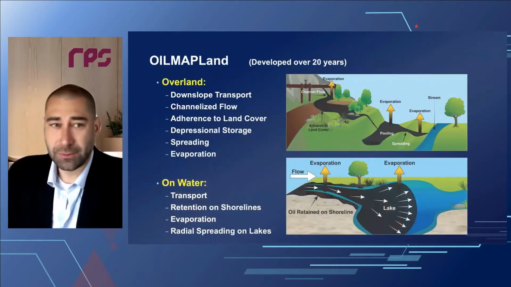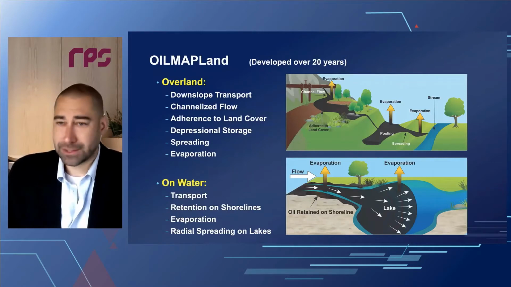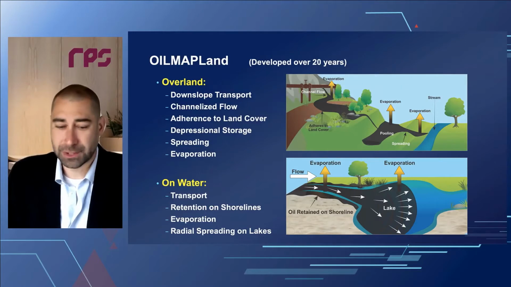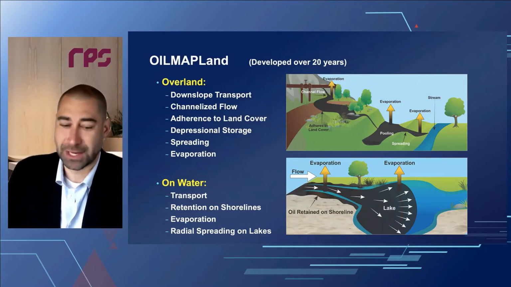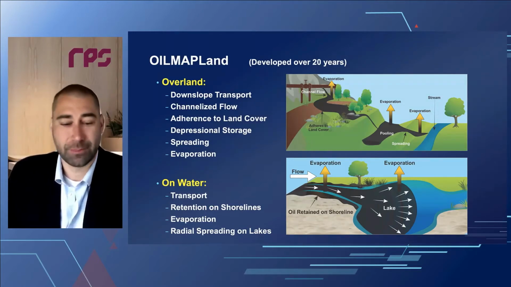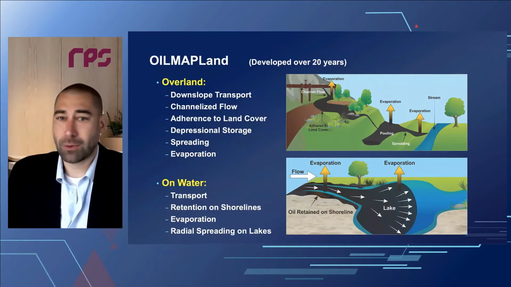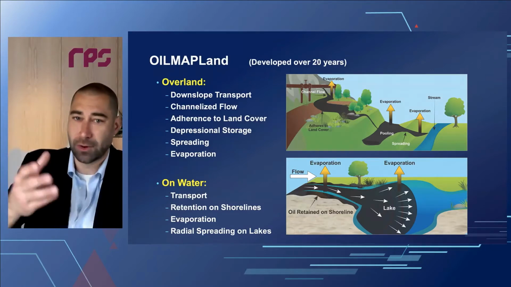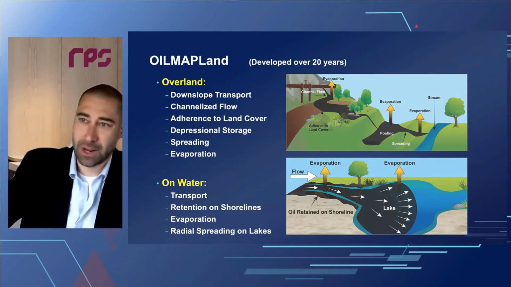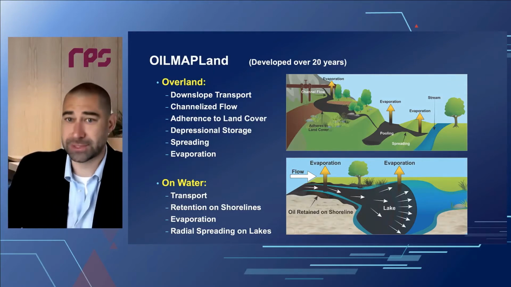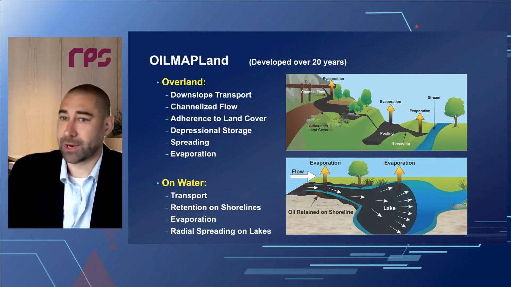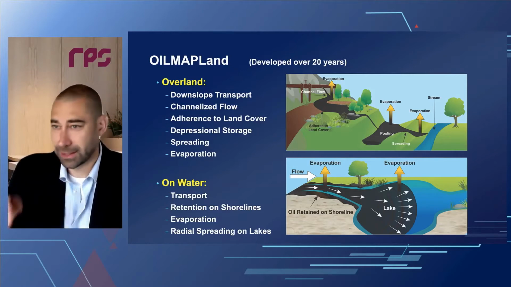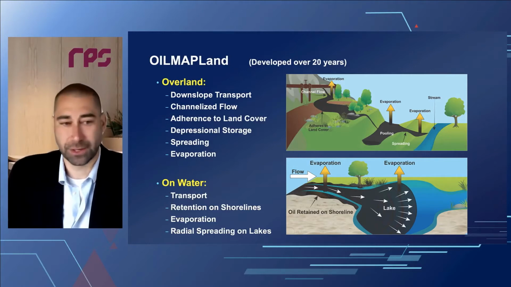So this is a tool that many of you may be familiar with. This is OilMap Land. It's our overland and downstream transport model. It's a two-dimensional model that's an OilMap Land extension for GIS. It runs on the GIS platform and produces GIS outputs. And what we're looking at is how oil is going to move over the land surface, adhere to land cover, flow down slope, essentially filling pools and depressions, evaporating, spreading, and then ultimately leading to a waterway where it can be transported with the current of the waterway at the specific velocity at each downstream reach.